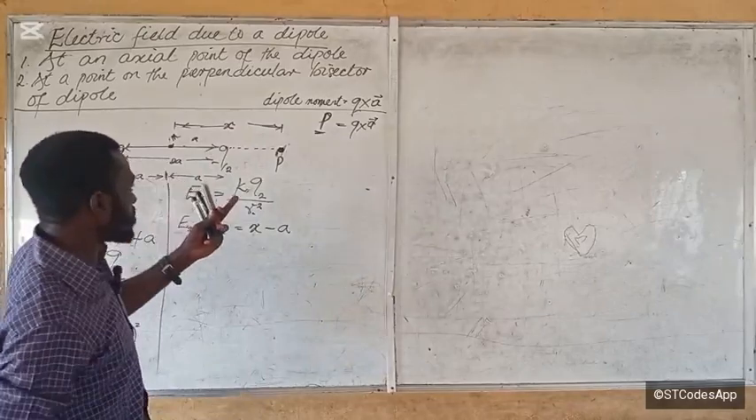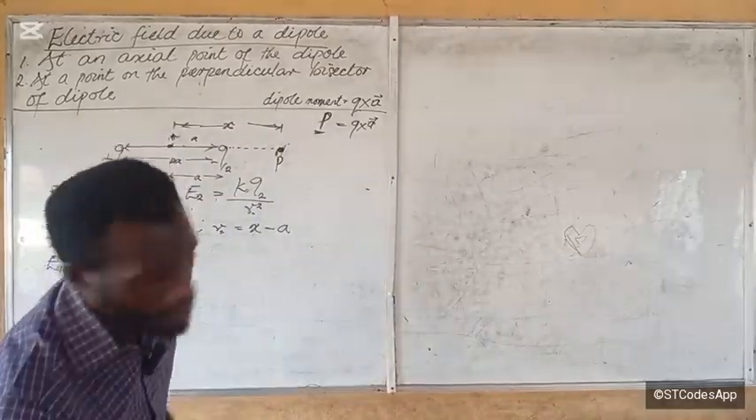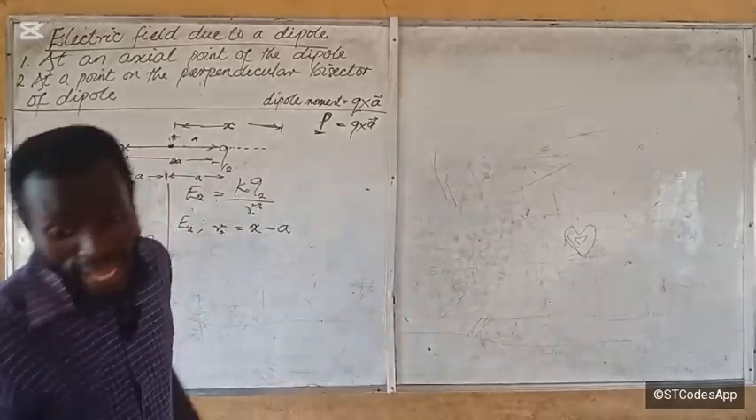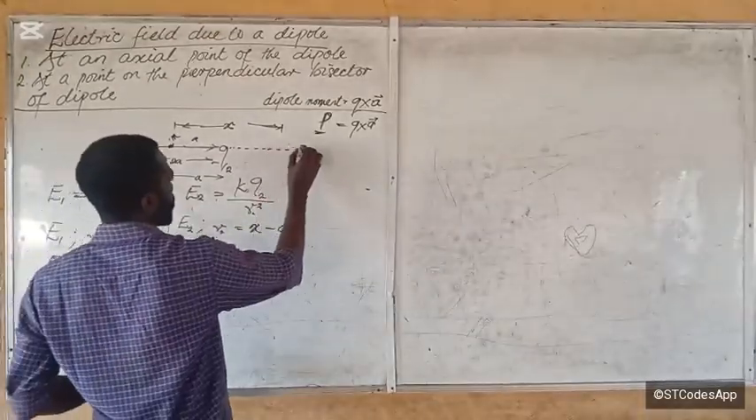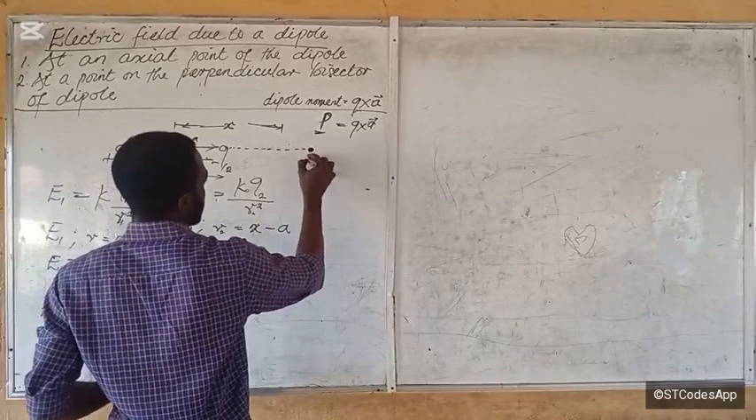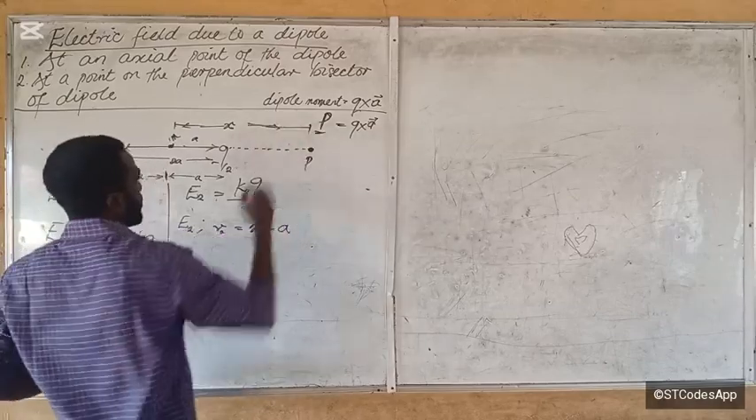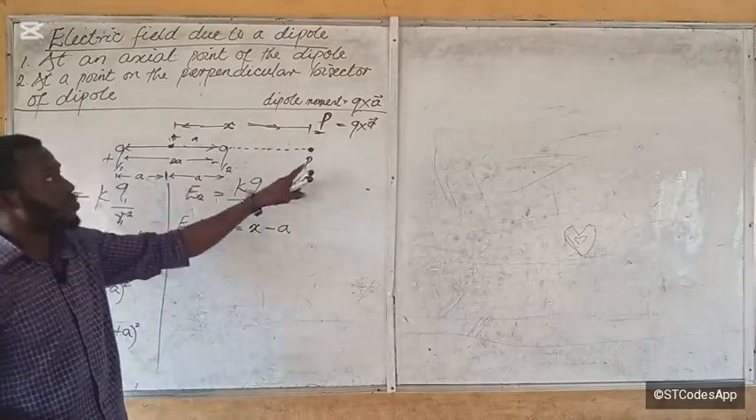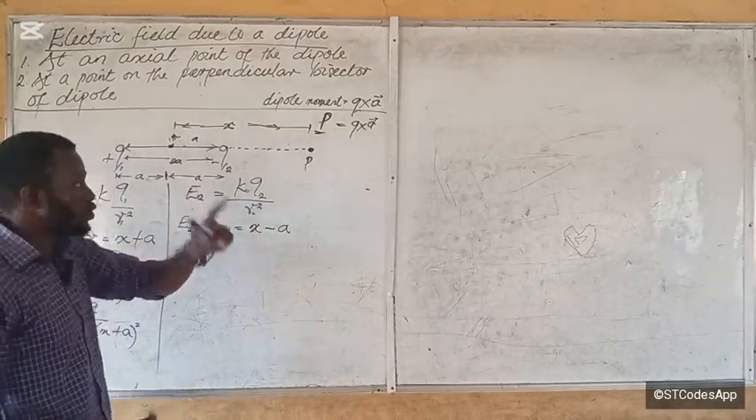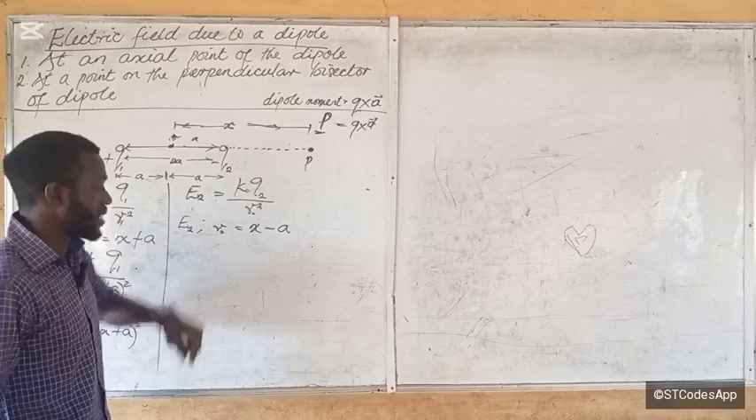I only drew my own this way because, for example, let me shift my point P as far away as possible from my dipole. So you can already tell that my distance from Q2 is not going to be half of X. Does that make sense?